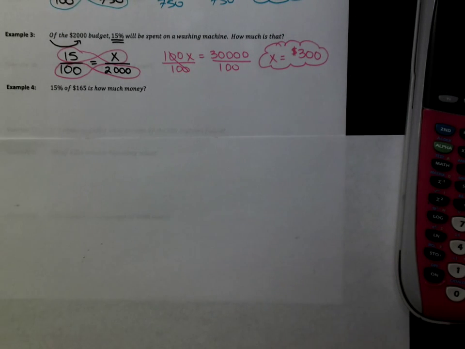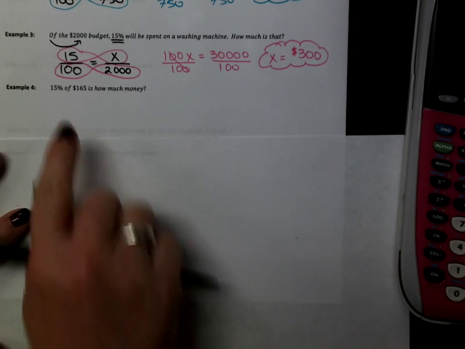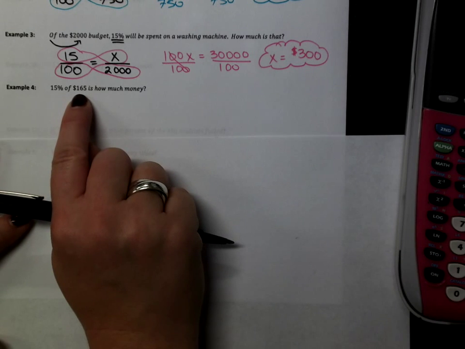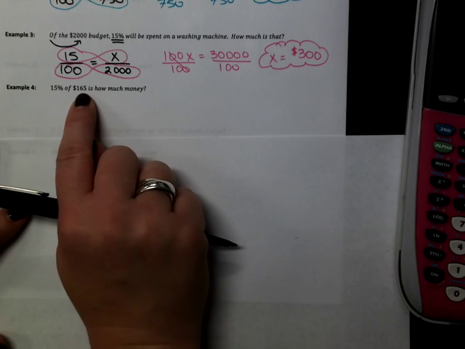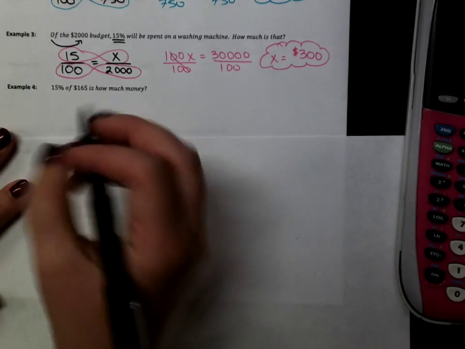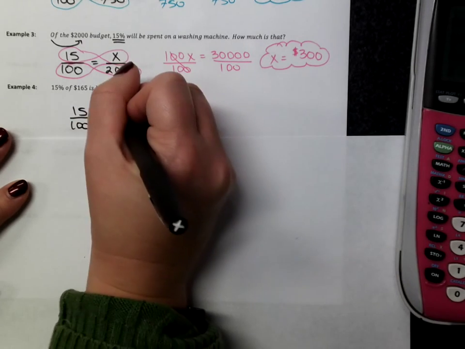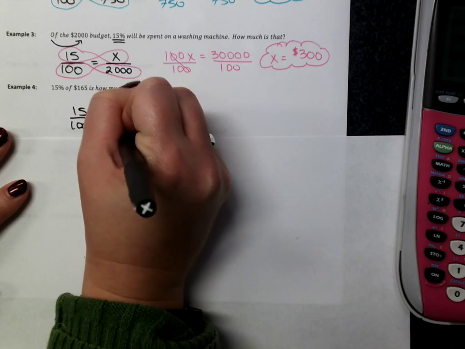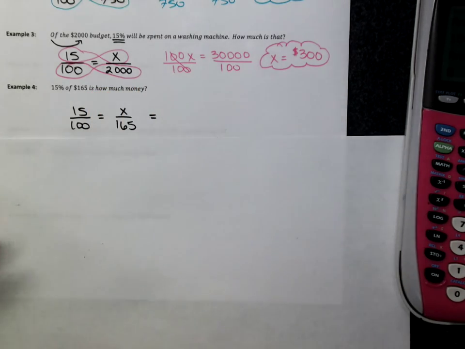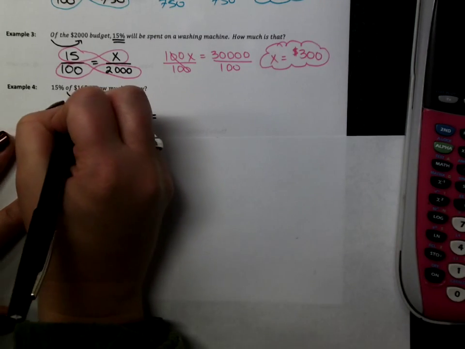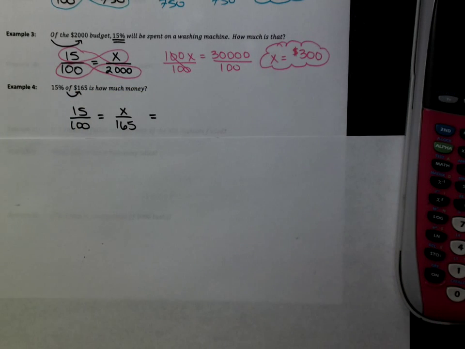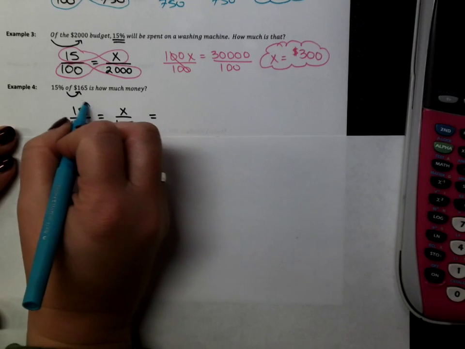Very similar example here. 15% of $165 is how much money? So what is 15% of $165? So it's going to be x out of 165. So again, the word of kind of tells you that that is the total of that much money. So that's your total. Then we'll cross multiply again.